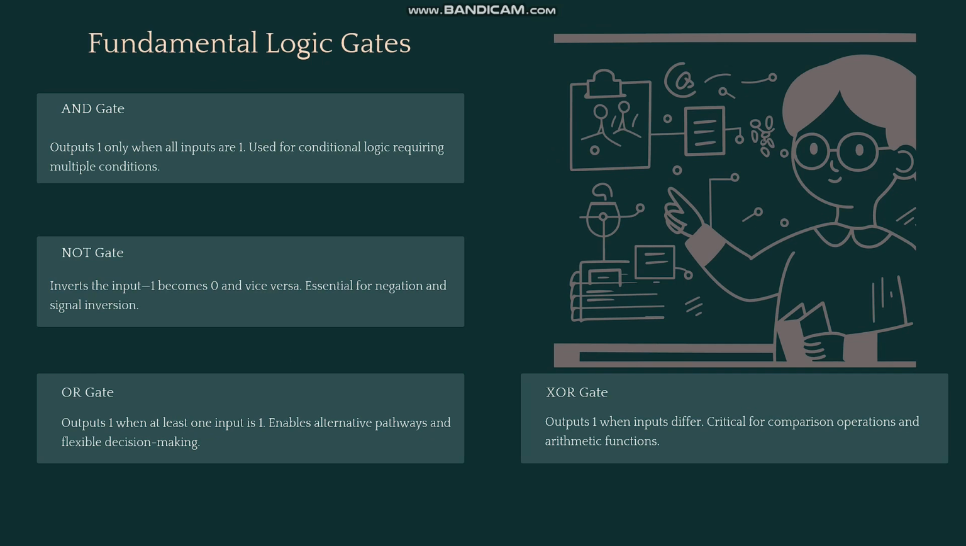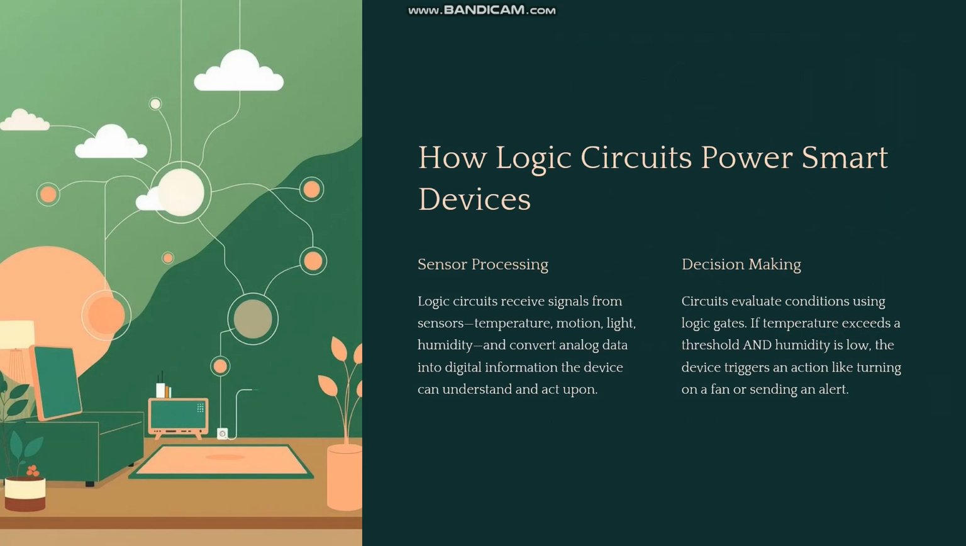The OR gate outputs a 1 when at least one input is a 1. This enables alternative pathways and flexible decision making. The XOR gate outputs a 1 only when its inputs are different. This is critical for comparison operations and basic arithmetic functions. All the complex systems we will discuss are built from these basic building blocks. So now let's look at how these circuits actually function inside a smart device.